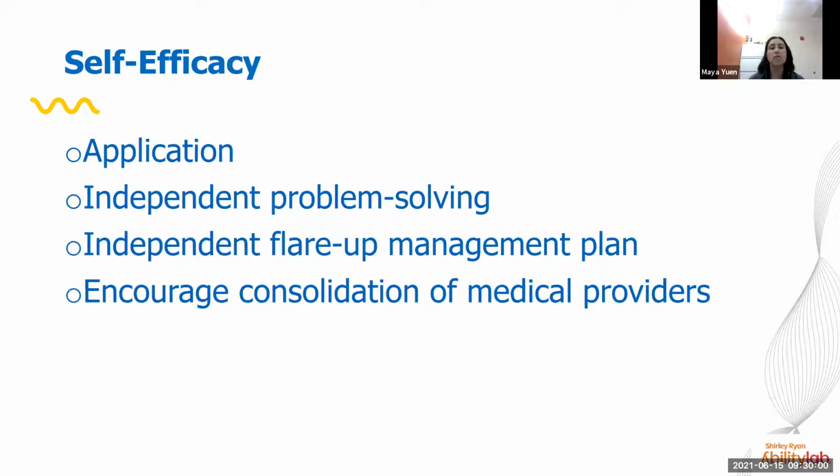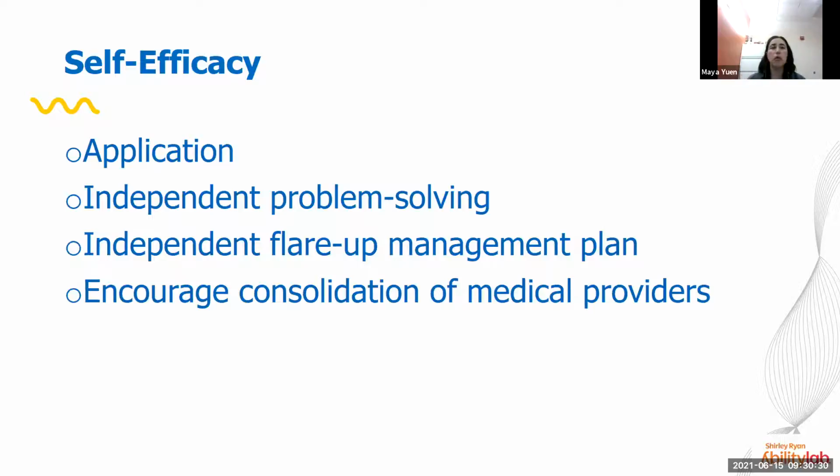I think the worst thing we can do for patients is throw other providers under the bus and tell them, well, that's not how you treat chronic pain, or they didn't do pain science education. It's just really harmful to the patient to take away trust for that healthcare provider, but also the healthcare system in general. And I just think encouraging them to consolidate medical providers, encouraging them to trust their medical providers.